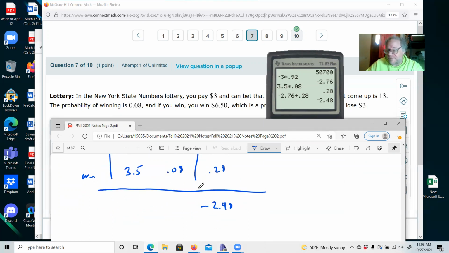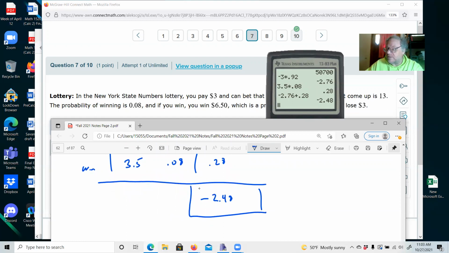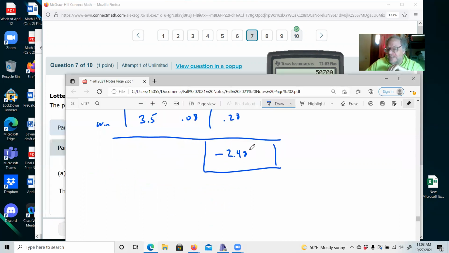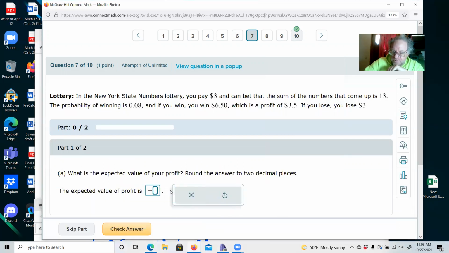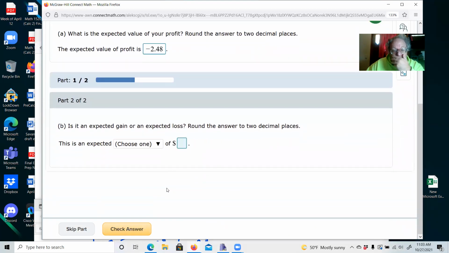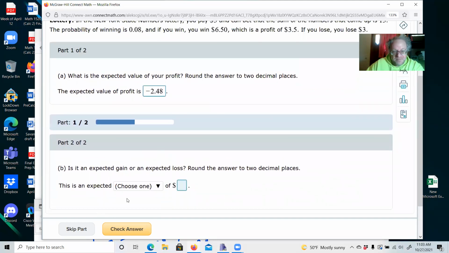Okay, your profit for playing the lottery, right, is you're losing $2.48. All right, New York is making $2.48 for everybody who plays this lottery game. Okay, expected value, negative 2.48. There we go. Okay, is it expected gain or expected loss? You are losing money. Okay, so it's a loss of $2.48.